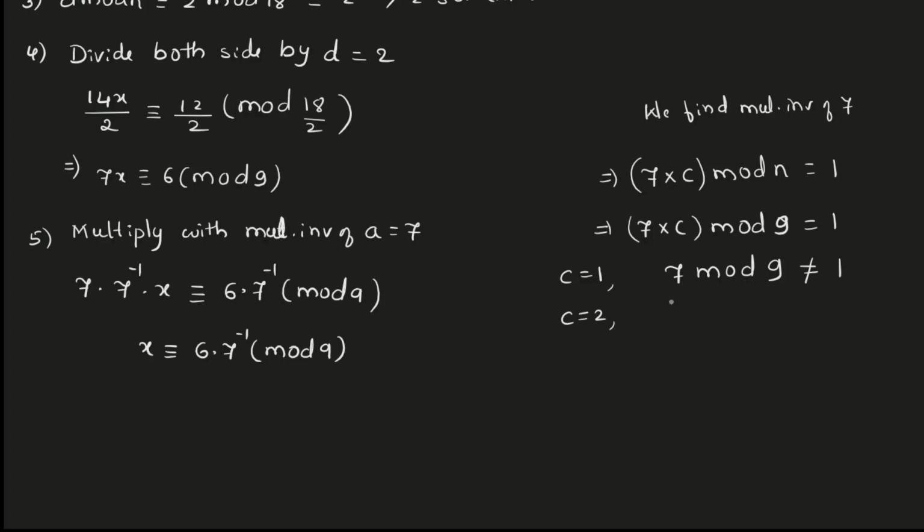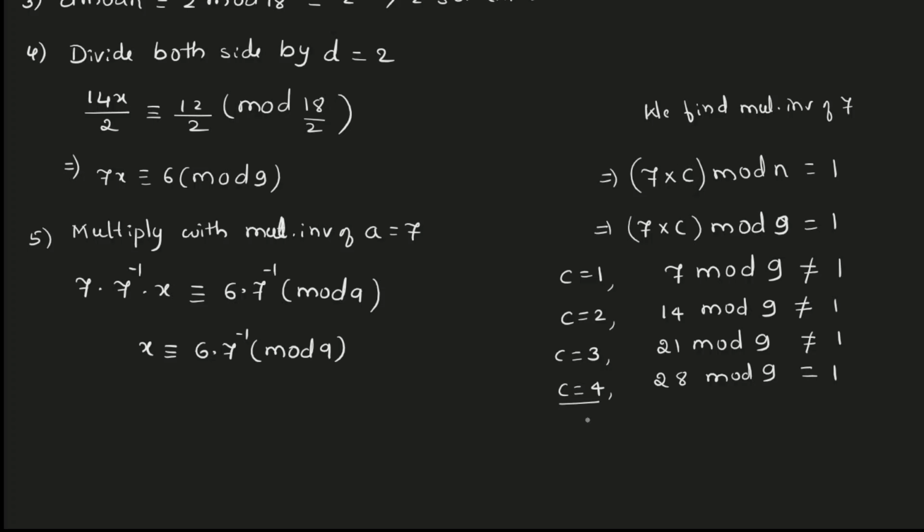When you put 2, 7 into 2 is 14. 14 divided by 9, is that equal to 1? No. When you put C as 3, 7 into 3 is 21. Is 21 mod 9 equal to 1? No. Then put C as 4. When you put C as 4, it is 28 mod 9. 9 into 3 is 27, and 28 minus 27, the remainder is 1. So what do you mean by this? C equal to 4 acts as the inverse of 7.